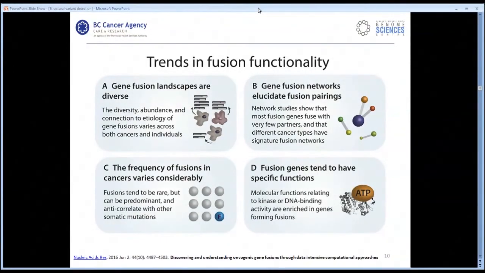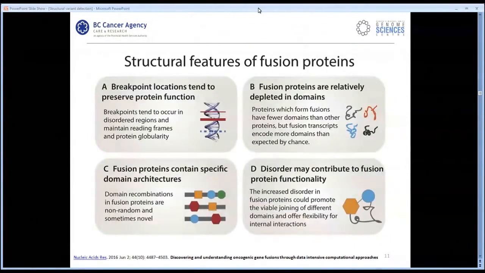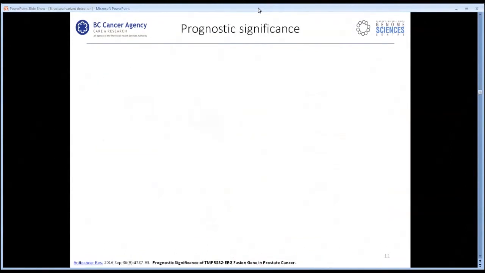Gene fusions tend to have specific functions, for example, activating the kinase domain or the binding domain in their fusion gene. So looking a little bit at the fusion proteins that are generated. The breakpoints for the protein tend to be in disordered regions, but maintain the reading frame and the protein structure. Fusion proteins are relatively depleted in domains, so the proteins that form fusions have relatively few domains compared with the fusion transcripts, which encode more domains than you would expect by chance. Fusion protein architecture is non-random and can lead to novel architectures, and disorder is seen in fusion proteins, and this could promote viable joining with different domains with a view to oncogenic driving of the cancer.